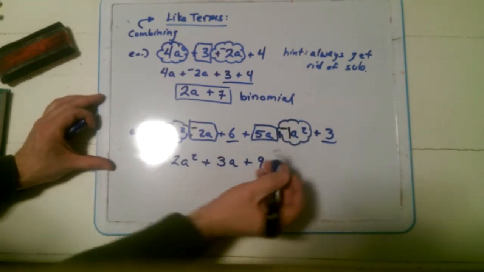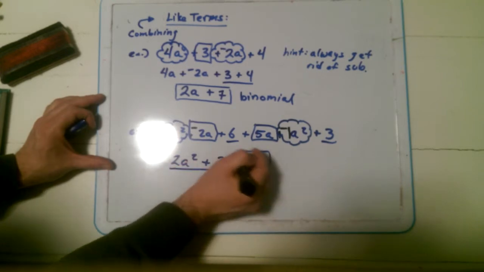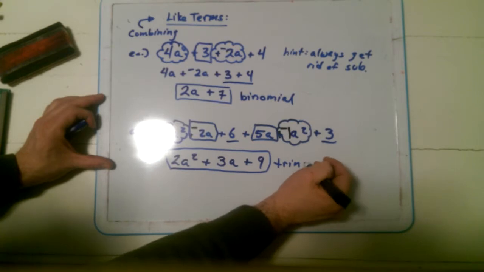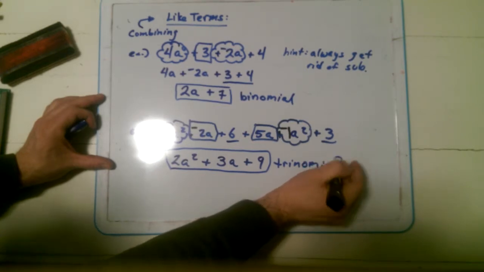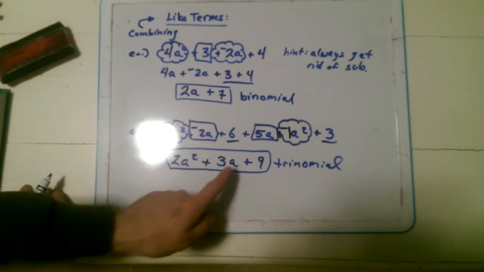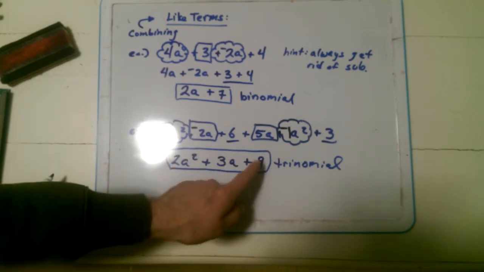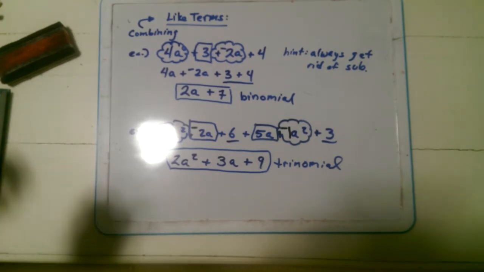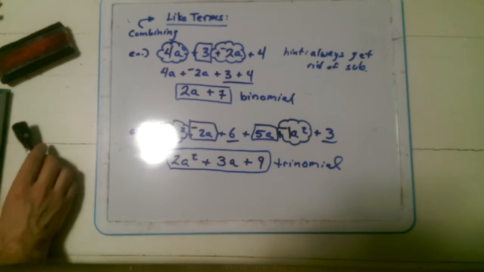Now you'll notice that when we look at our final answer, what we end up getting here is a trinomial. And the reason why is because we have 3 distinct groups: a squared, a, and then our constant, or our number at the very end. And that's why we break them into groups or our terms, and we gather up things that are common.